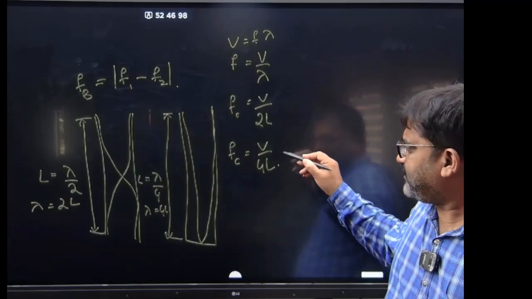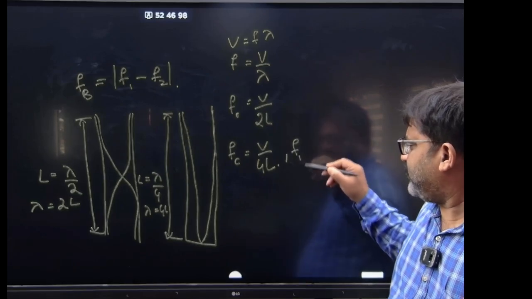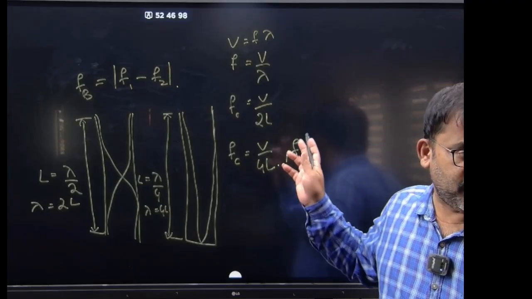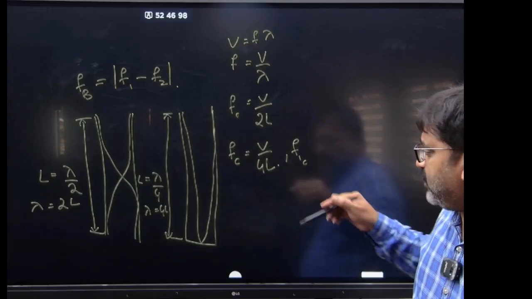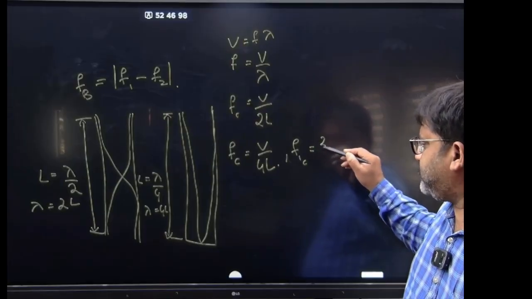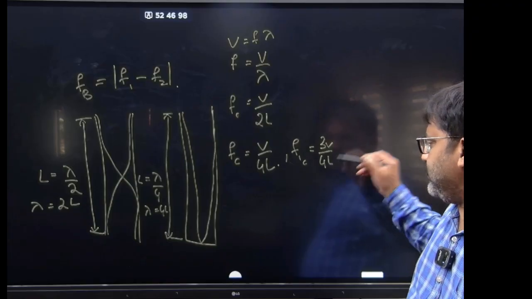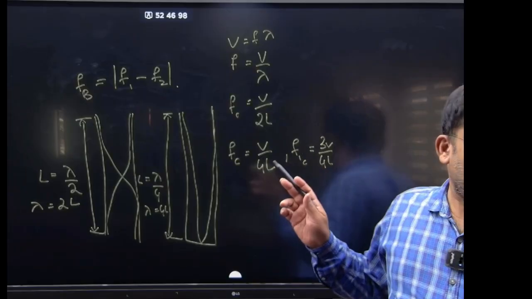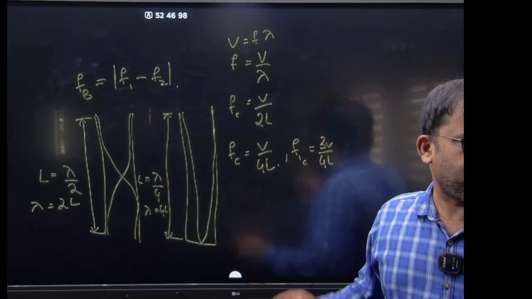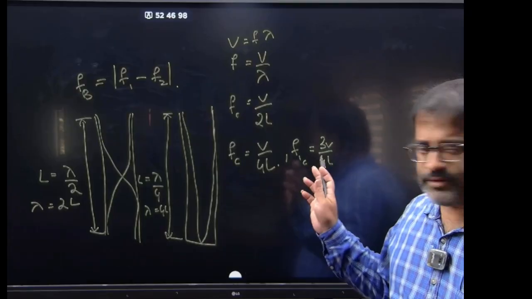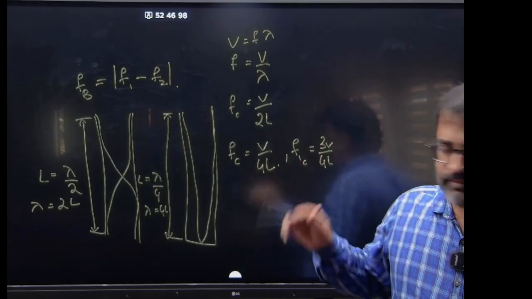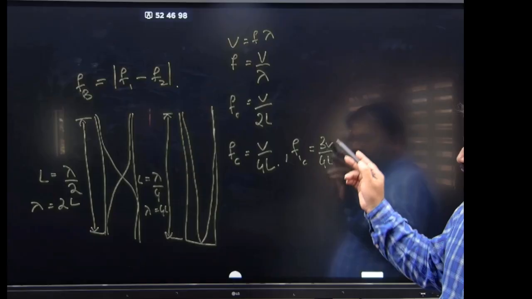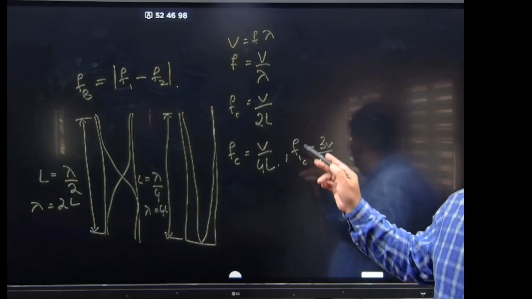Now after that, we can write the first frequency for the closed pipe. That means this is the first frequency, and this will be the next frequency. The next frequency is given by 3V by 4L. And this is called the first overtone. What is it called? First overtone. And the frequency here is called the third harmonic because it is 3 times.